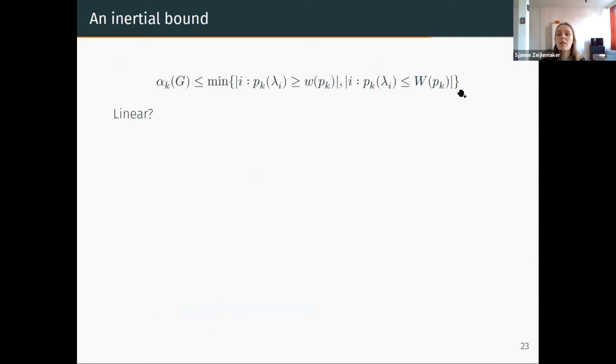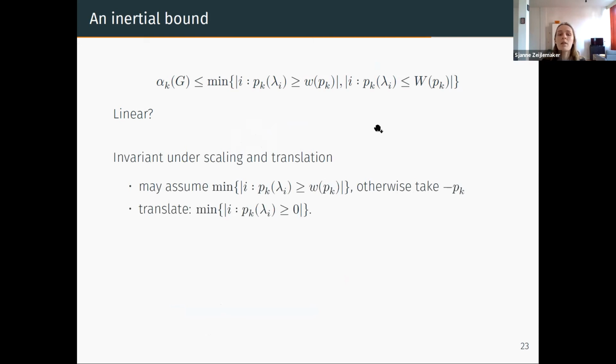So before we apply linear optimization to this, it's always good to ask ourselves, of course, is this linear? And if we simplify the bound a bit, this is much easier to see. So for example, we may assume that only this first term of the minimum is there, because we can just flip the sign if we take the negative of this polynomial. And in a similar way, we can translate it and assume that this W is just 0.